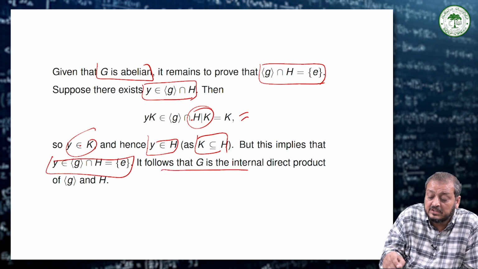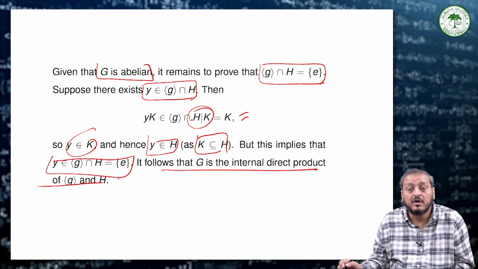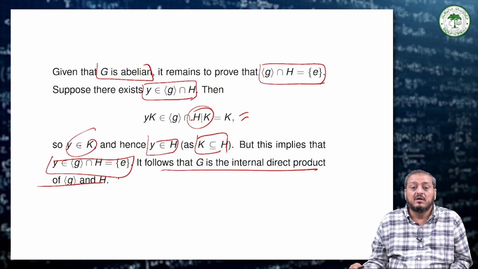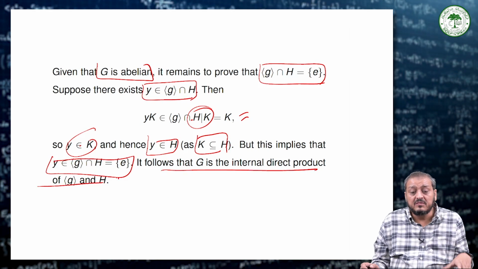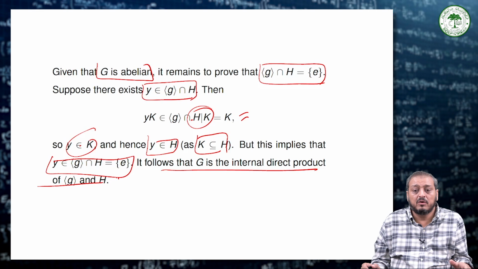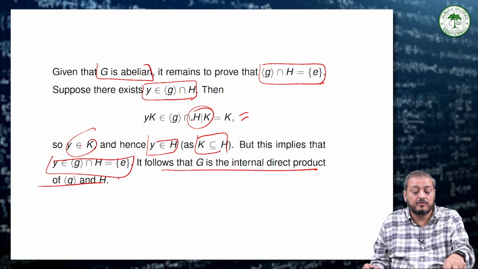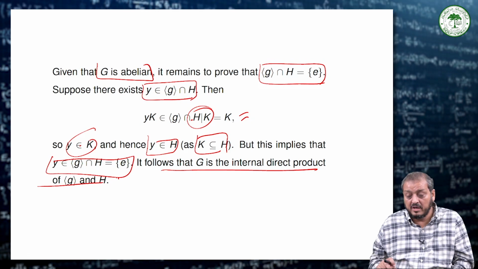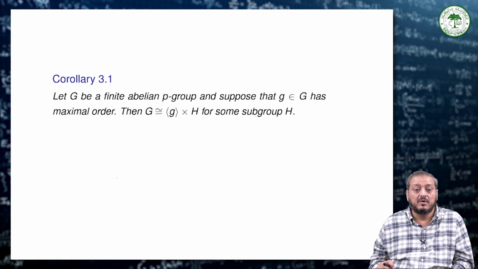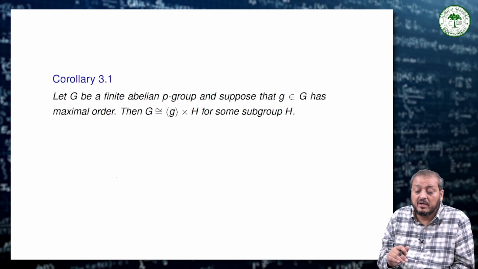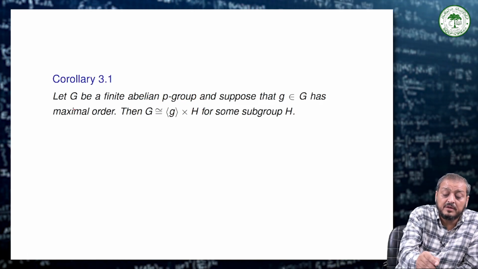So, we have proved both the conditions of an internal direct product of a group, so G is an internal direct product. So, we can say that clearly G is the internal direct product of the subgroup generated by g and any subgroup H in this form. So, by this we have to write a corollary.